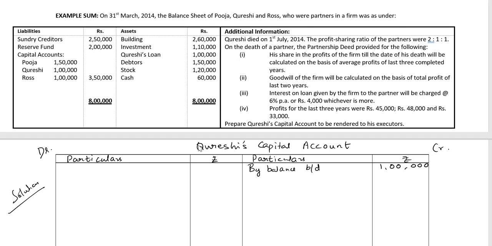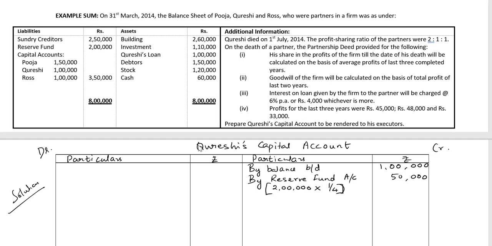Next, we'll deal with the reserves. There's a reserve fund of rupees 2 lakh on the liability side of the balance sheet. By reserve fund account, the amount of the reserve fund multiplied by Qureshi's share in profits, which is 1/4. 50,000 rupees is the amount.